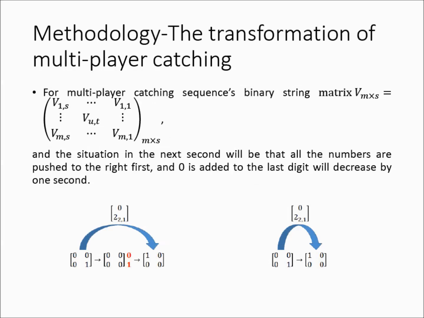For the multiplayer catching sequence, the binary string matrix is represented like this. And the situation in the next second will be that all the numbers are pushed to the right first, and 0 is added to the last digit, which decreases by 1 second.